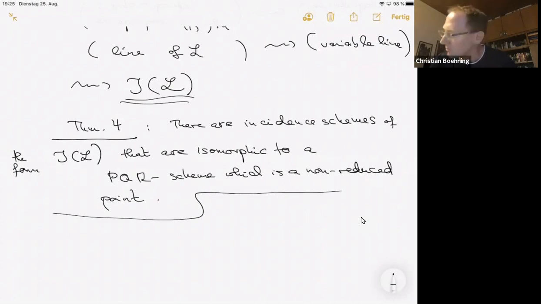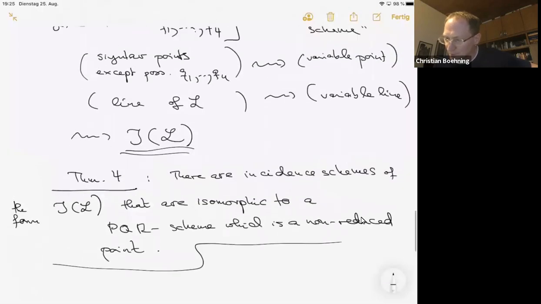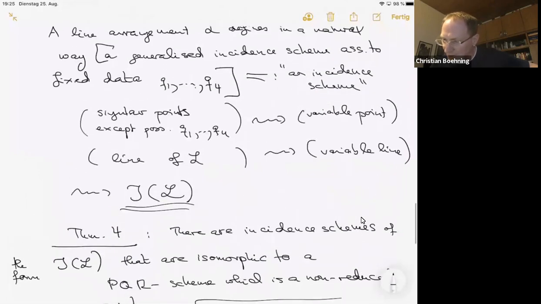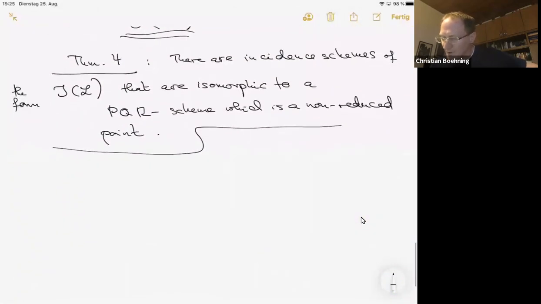Because the time is short, I will not give you the proof of this. I can tell you more about the proof towards the end of the talk, if you want. If you unravel it, it's either trivial or thoroughly messy, depending on the way you look at it. The main idea is to construct PQR in a certain predefined way, starting from Q1, Q2, Q3, Q4, these four coordinate points, which are allowed to be fixed data for an incident scheme coming from a line arrangement. Constructing them in a certain special way ensures that you end up with a line arrangement whose incident scheme is isomorphic to a given PQR scheme you started with.